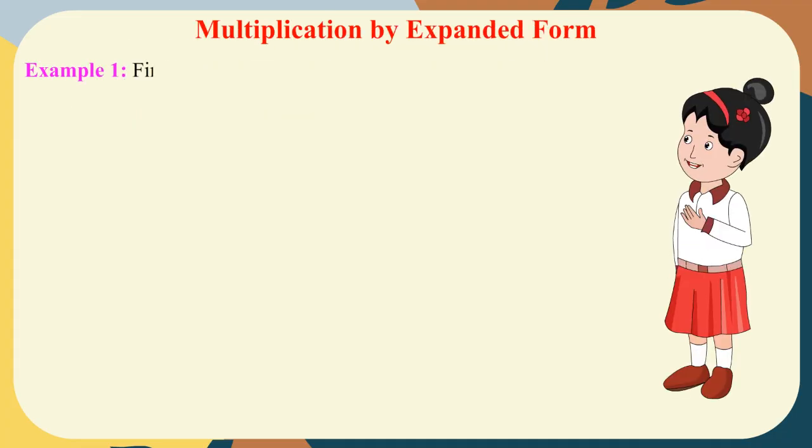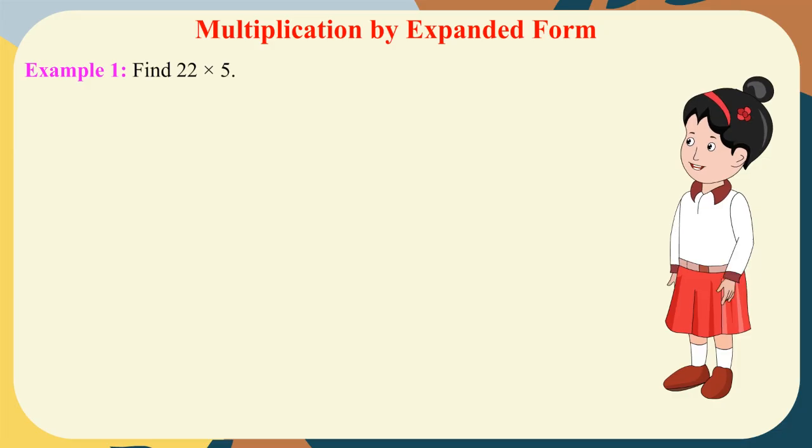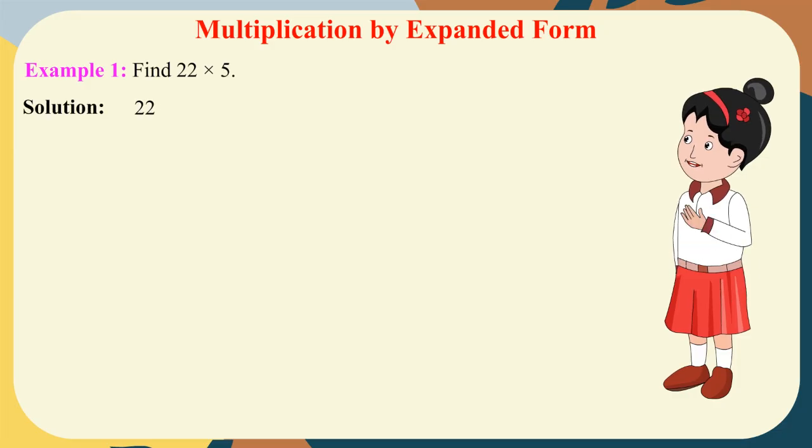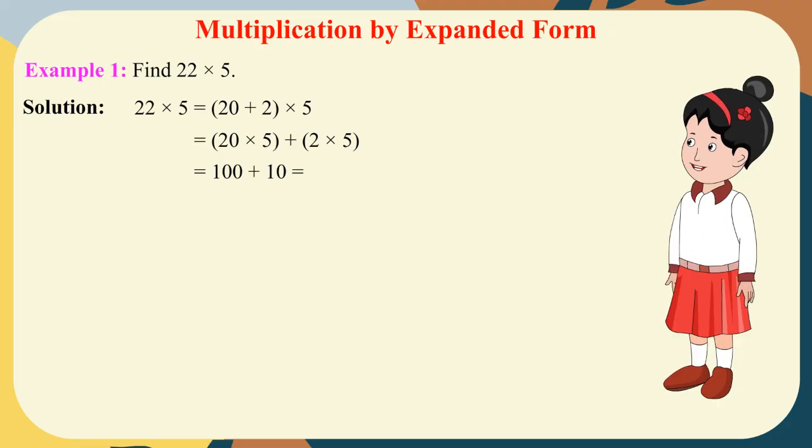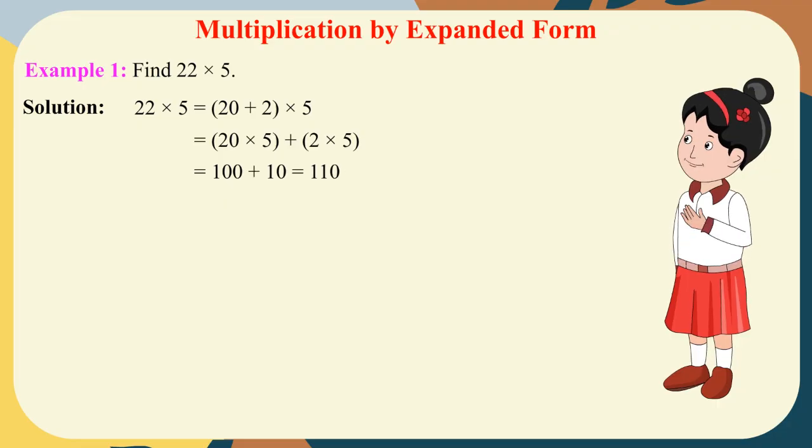Multiplication by expanded form. Example 1. Find 22 multiplied by 5. Solution. 22 multiplied by 5 is equal to (20 plus 2) multiplied by 5, which is equal to (20 multiplied by 5) plus (2 multiplied by 5), which is equal to 100 plus 10, which is equal to 110.